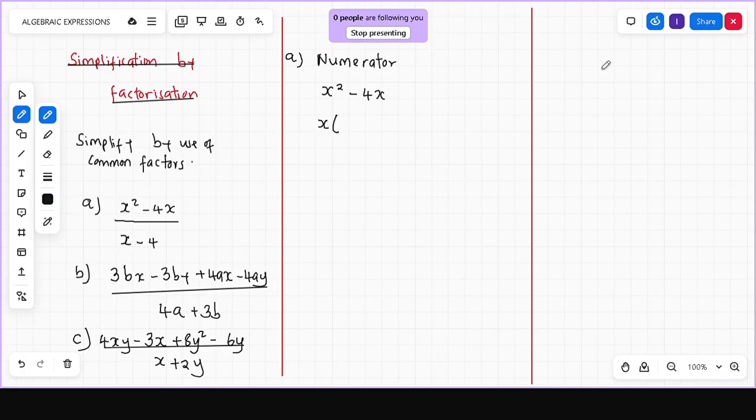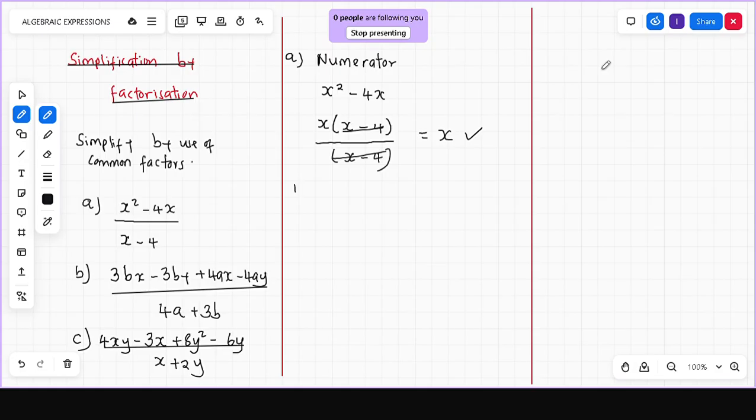So when you take one x, it becomes x power 1. Then minus 4x. When x goes out of the bracket, it becomes 4. So that is the numerator. So it was numerator over denominator. The denominator is going to divide by x minus 4. So you can see x minus 4 and x minus 4 are the same. And the final answer here becomes x. That is part A. It's very simple, you can see.